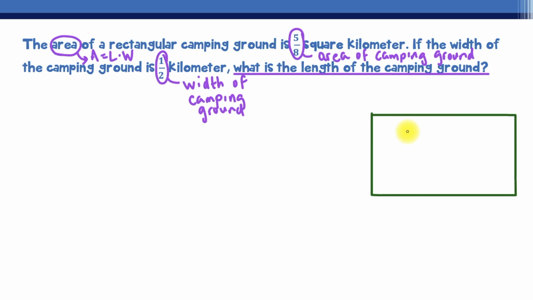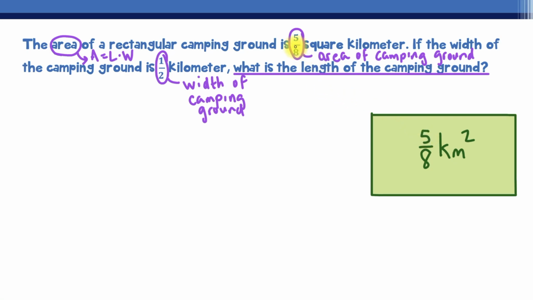We know that the area is equal to 5/8 of a square kilometer. And remember, the area is the inside of the shape. And remember, we already annotated it. The area of the camping ground is 5/8 of a square kilometer, so we'll write that here. And remember, you can write square kilometer by putting the unit and there's a 2 on the top right corner of that unit.